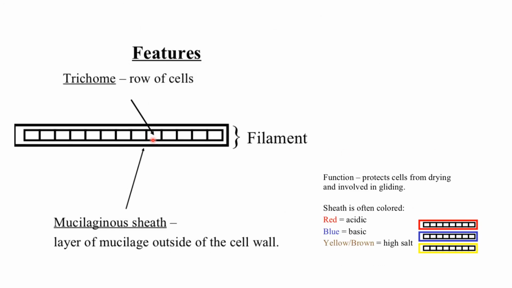So, this is what a trichome looks like. So, filament and then trichome or row of cells, and then sometimes covered in a layer of mucilage or mucilaginous sheet, and sometimes the color of the sheet varies. Could be red, blue, or yellow-brown. So red if it's acidic, blue if basic, and yellow-brown with high salt content.